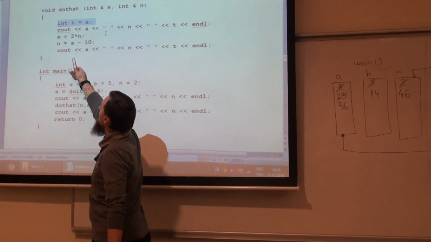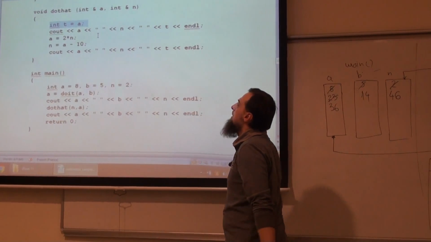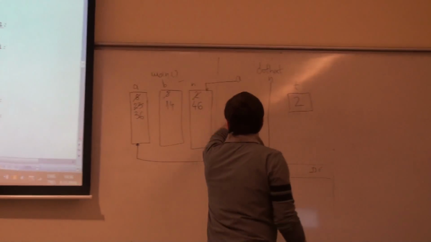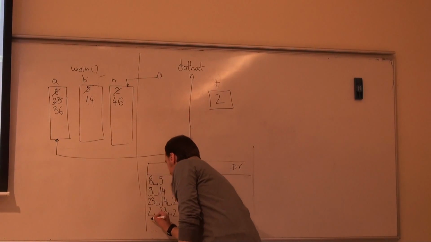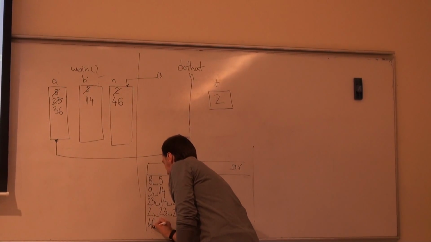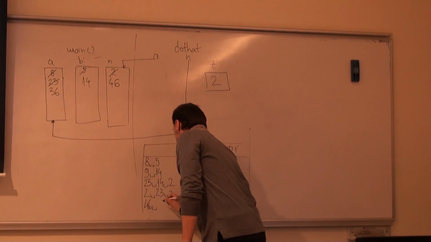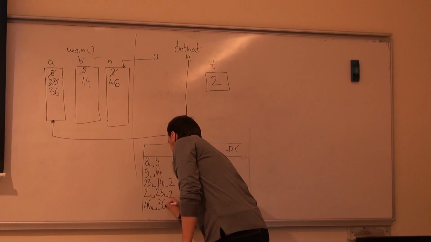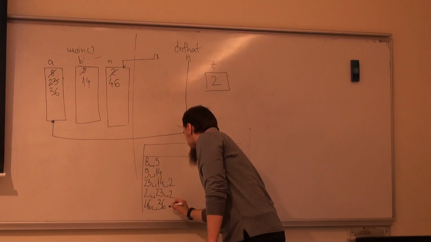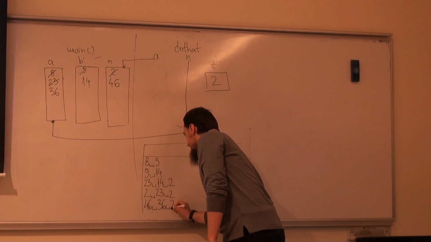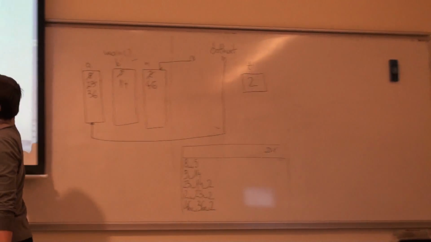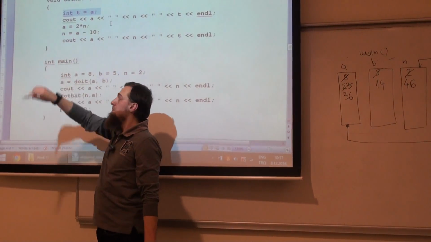Okay, and finally we are printing this line here, a and t. So a is 46, n is 36, and t is 2. This function doesn't return anything, that's why it's void.